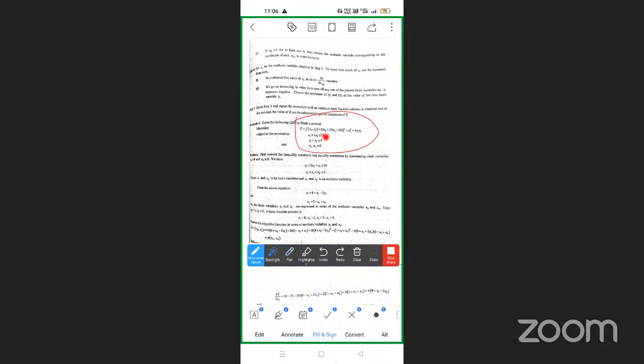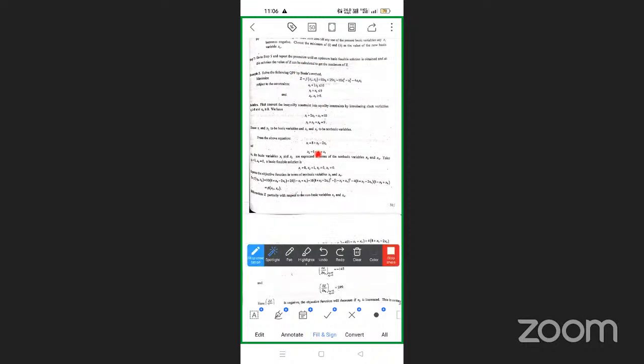Next, adding variables x3, x4. So 2x1 plus 2x2 plus x3 is equals to 10. x1 plus 2x2 plus x4 is equals to 10. So these are the non-negative variables. So next, we can choose basic and non-basic variables. So that is x1 and x2 expressed in terms of non-basic variables, that is x3 and x4. So we can take x3 is equals to 0, x4 is equals to 0.